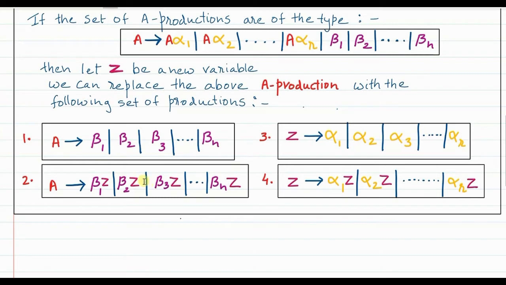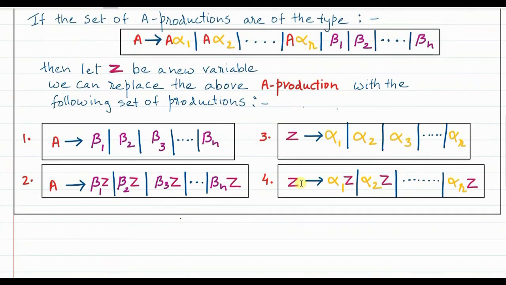And like what I did here, since Z is a new variable, the same production you are going to rewrite, this time by introducing Z with each term. So it will be alpha 1 Z, alpha 2 Z up to alpha r Z. Okay, so the original production here will be replaced with 1, 2, 3, 4 productions.